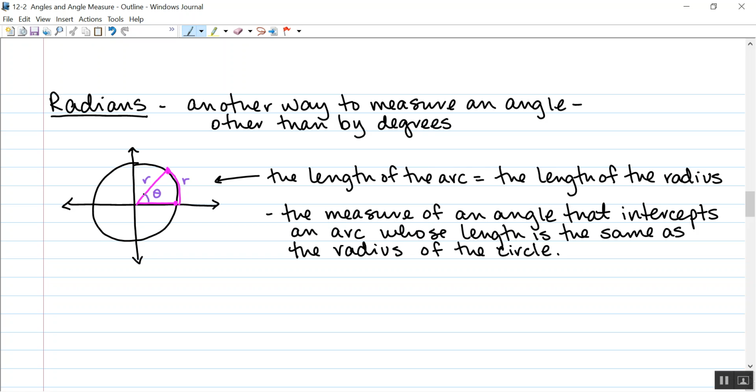So angle theta here is 1 radian, and it's the angle that you get when the arc out here on the circle is the same length as the radius. So notice that the length of the arc is the same as the length of the radius, and it's the angle that intercepts that arc that is 1 radian in measure.